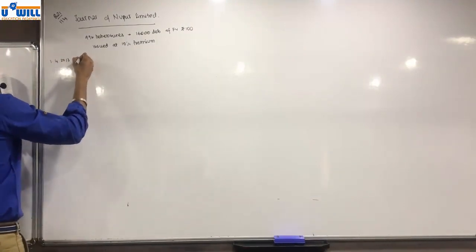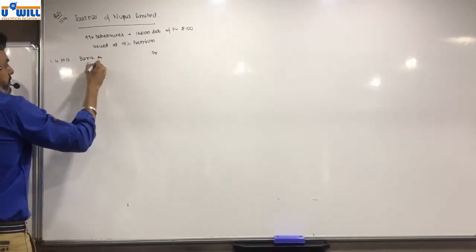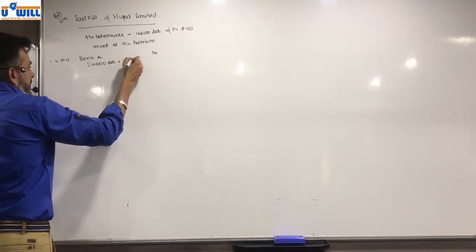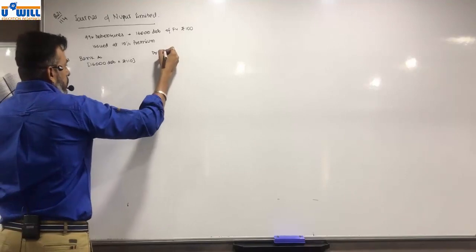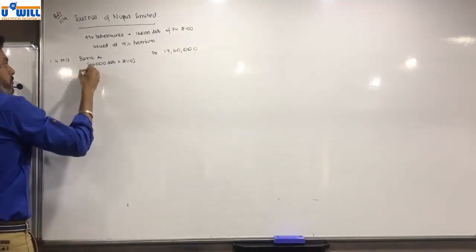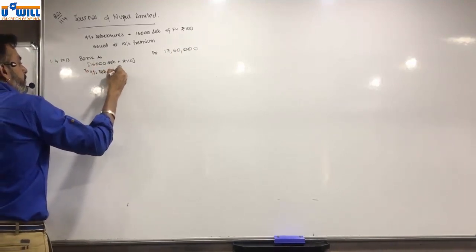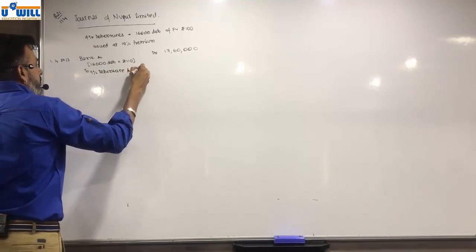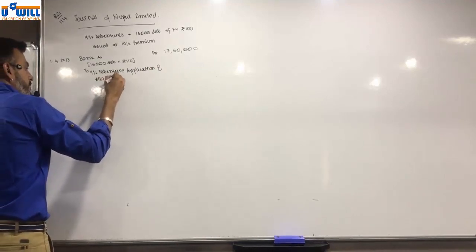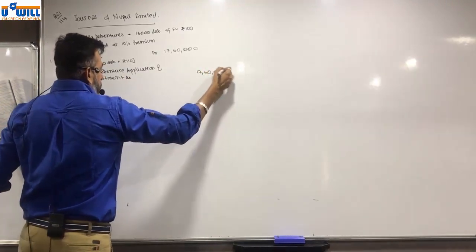1/4/2013. Bank account debit, 16,000 debentures into ₹110. How much? 17,60,000. To 9% debenture application and allotment account, 17,60,000.